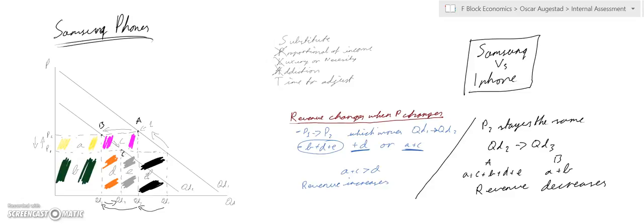Hello. In this video, I will address how revenue will change when price changes, except when the PED is unit elastic, of course. When you look at this graph right over here, it shows the quantity demanded and the price on a price quantity demanded graph, where I have two quantity demanded functions of Samsung phones.